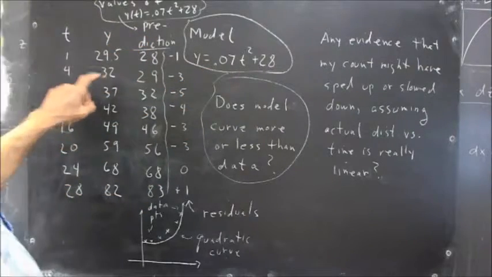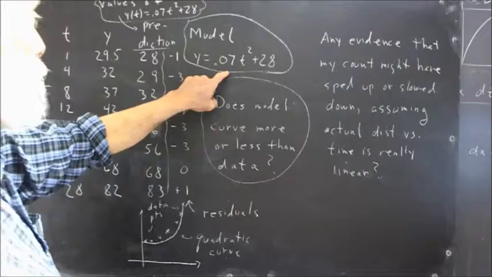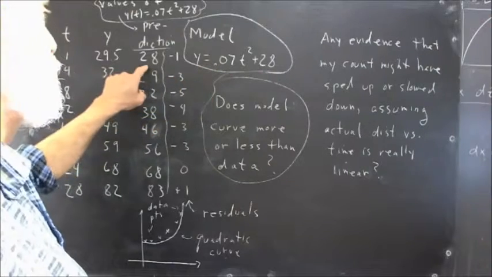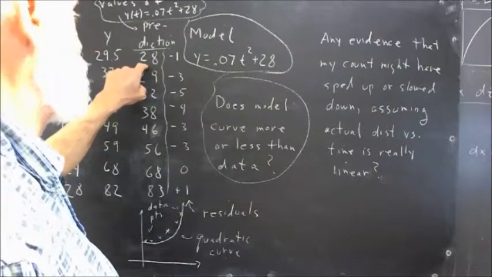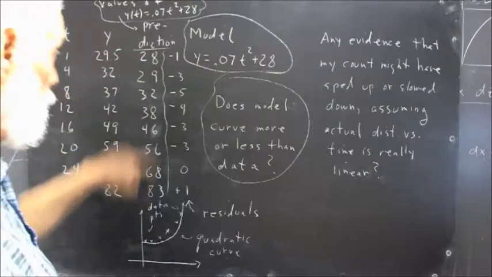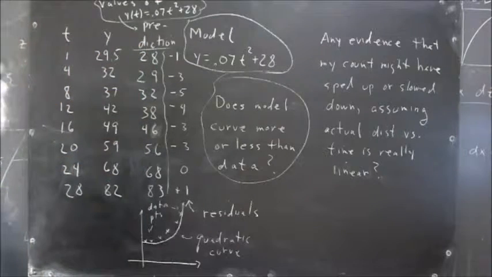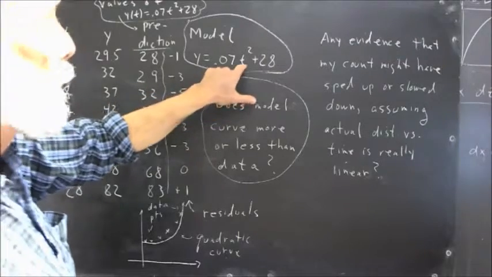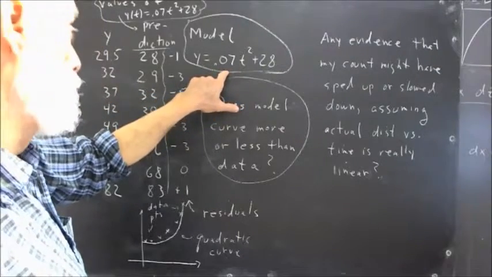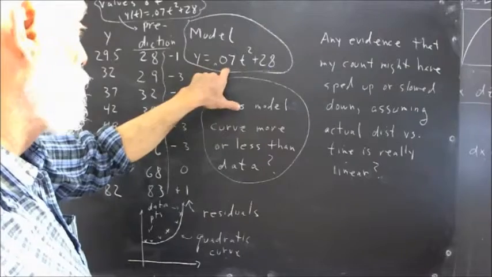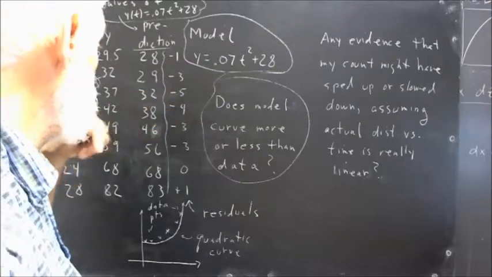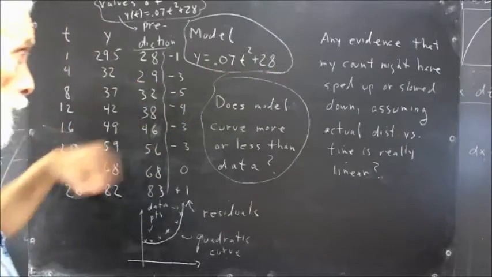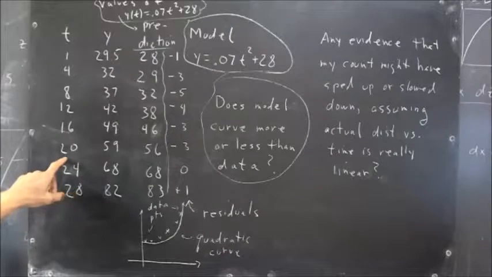I plug t equals 1 into this model, and I get, well, 28.07, and these numbers are all rounded to the nearest whole number. Plug in t equals 4. 4 squared is 16. 0.07 times 16 is 1.12, so we get 29.12 if I did that arithmetic, but it rounds off to 29. Plug in 20, that's easy.